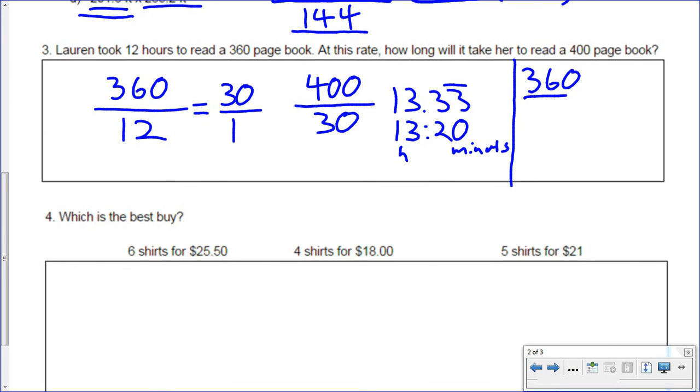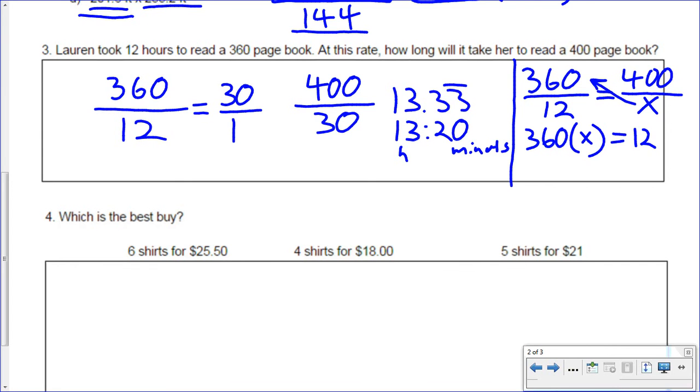Once you get the hang of this, it's a little quicker. You just have to make sure that you have like units on the top and the bottom. In this case, we're having the pages on the top and the hours on the bottom. We don't know the hours, so we put in an x for our variable. We can cross multiply, so 360 times x equals 12 times 400.